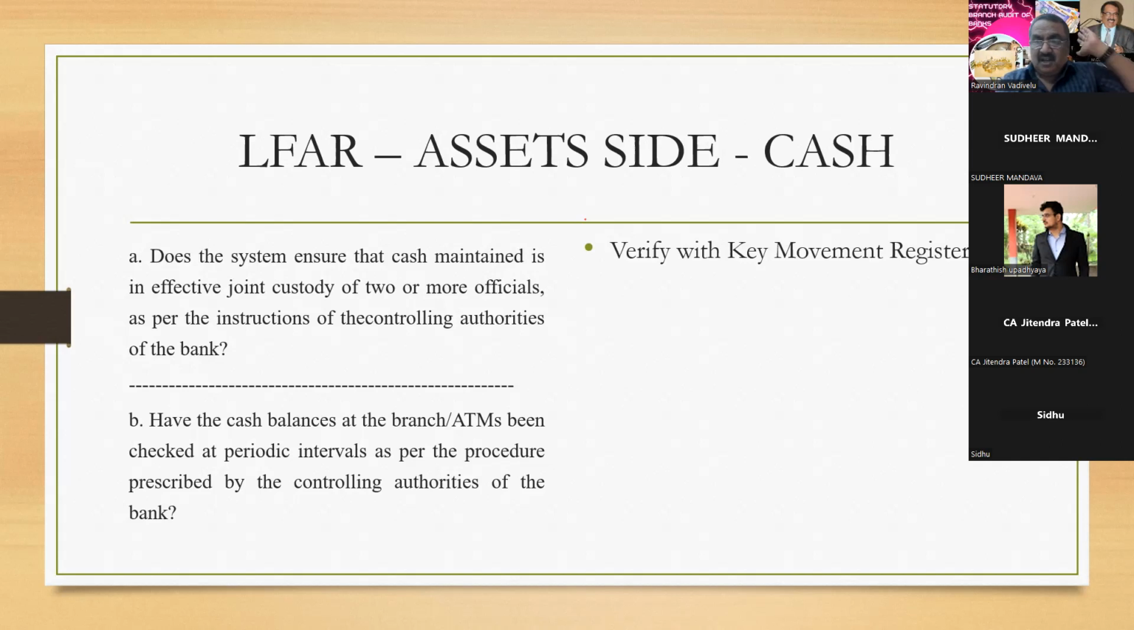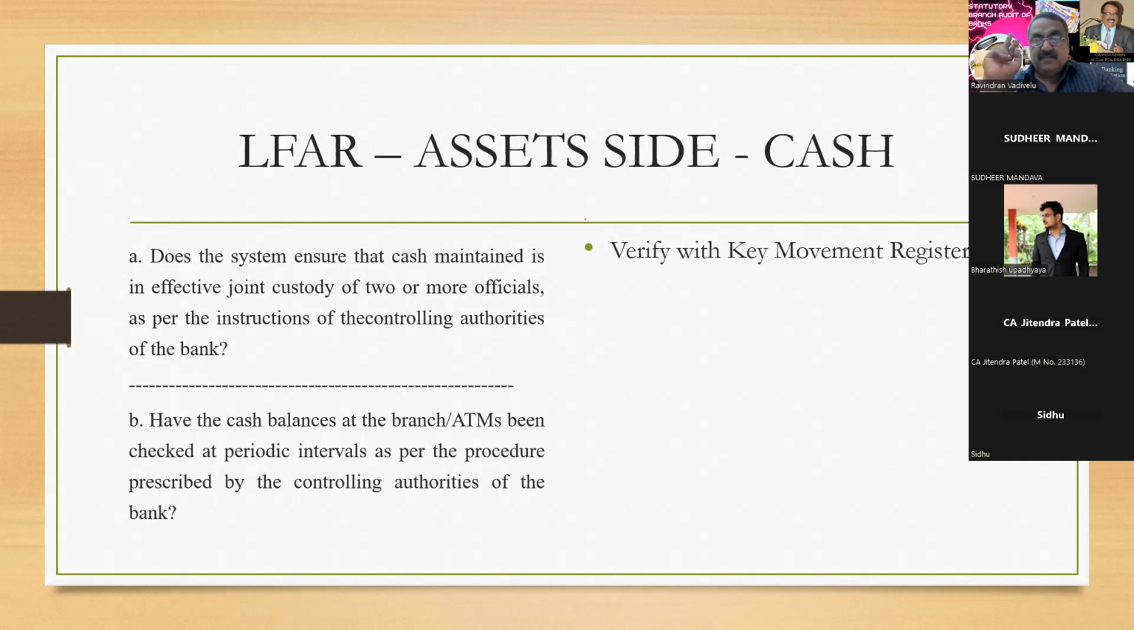In the LFAR, there's a last para: any other point that you wish to communicate to the management. In that, you can incorporate all your findings. So the key movement register is very, very important. There are two sets of keys. One key is available at the branch.